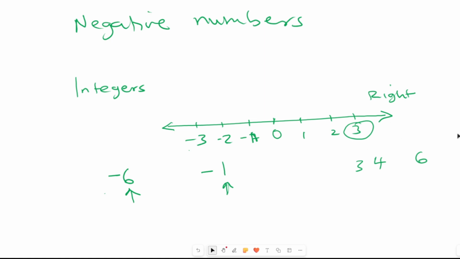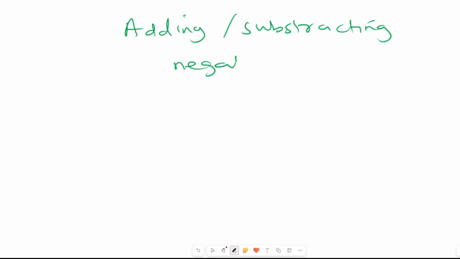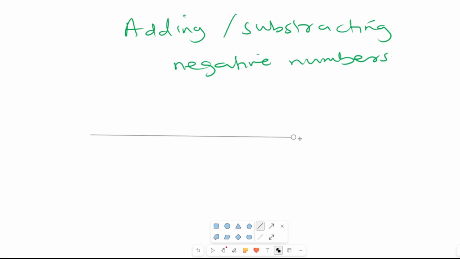Let's quickly look at them. Adding, subtracting negative numbers. Now, what I usually tell my students about negative numbers is if you are ever confused about negative numbers, quickly draw a number line and try and complete your operation on a number line. As simple as that.